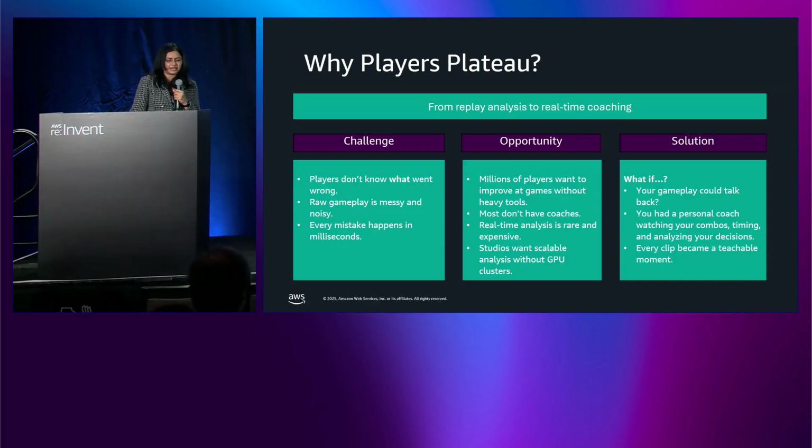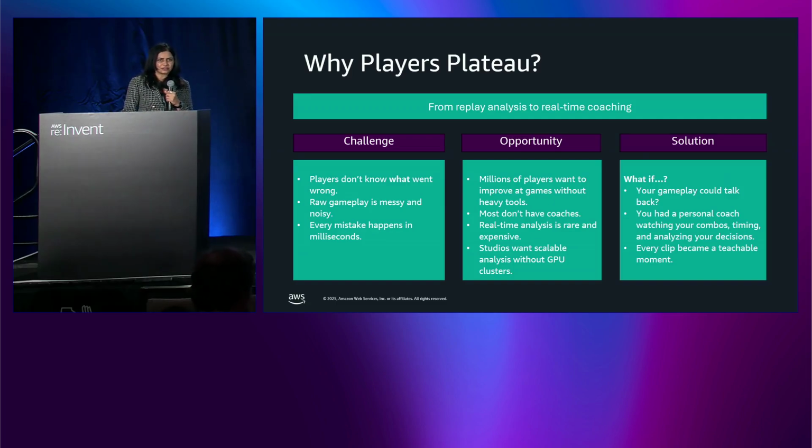And that's where we have some challenges, we have some opportunities, and we have a potential solution. So talking about the challenge, like I said, gameplay is chaotic, players don't know what went wrong, and a mistimed dodge happens in 150 milliseconds. A wrong rotation decision happens in half a second. So there is a complete mismatch of time between the player's response versus how the game is responding.